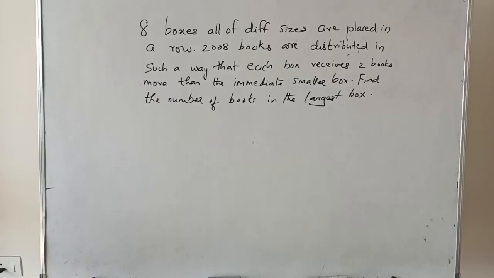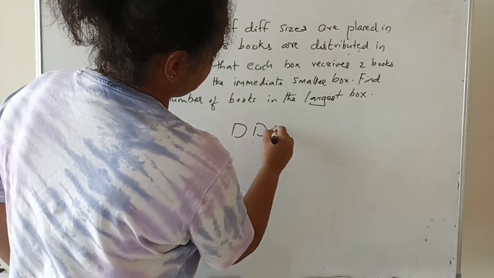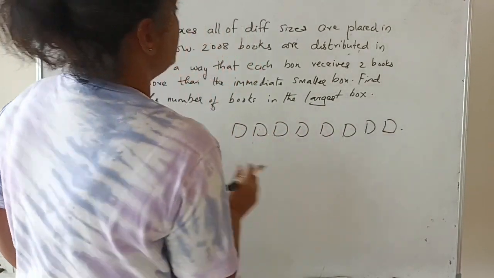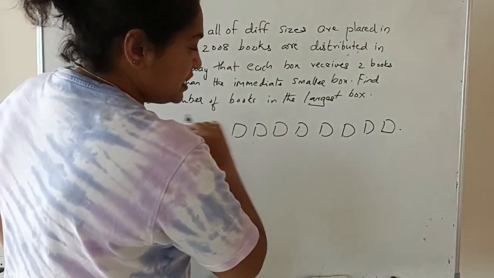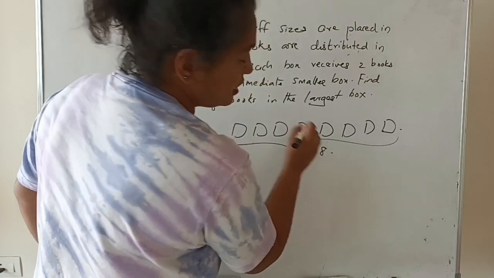Okay? 8 boxes, all of different sizes, are placed in a row. 2008 books are distributed in such a way that each box receives 2 books more than the immediate smaller box. Find the number of books in the largest box. So now, here we have 8 boxes. In total, all the boxes together contain 2008 books.